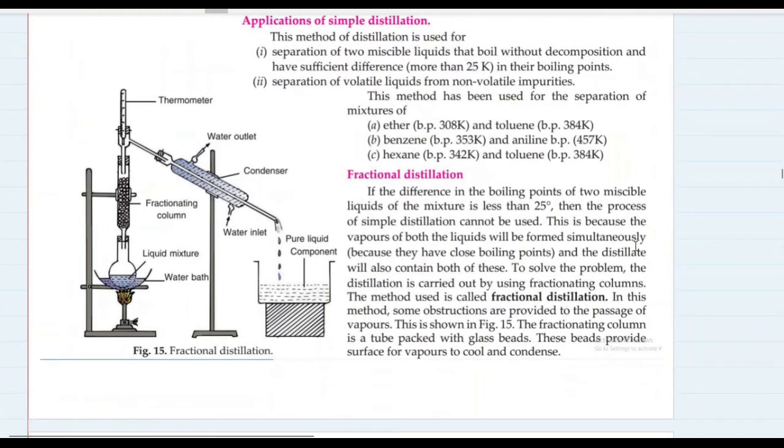So what are the applications of this process, simple distillation? This method of distillation is used for separation of two miscible liquids that boil without decomposition and have sufficient difference, more than 25 Kelvin or 25 degrees Celsius, in their boiling points. Separation of volatile liquids from non-volatile impurities is also done using simple distillation.